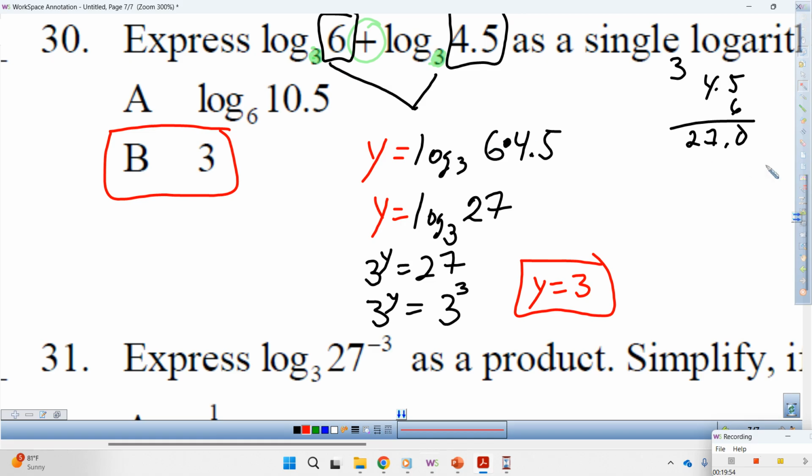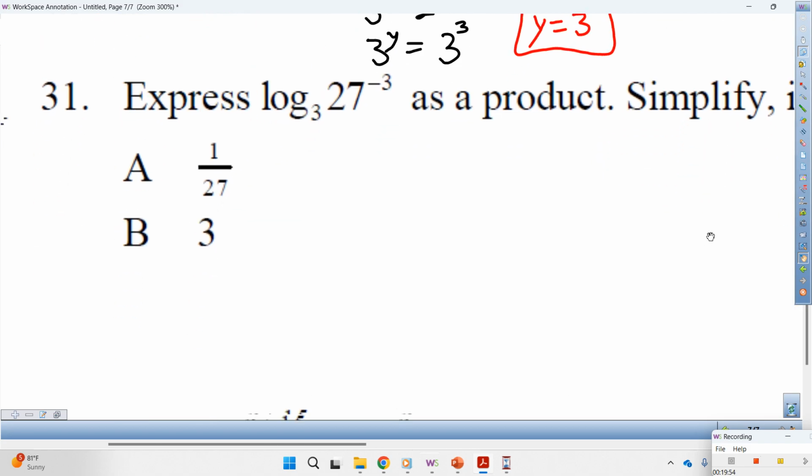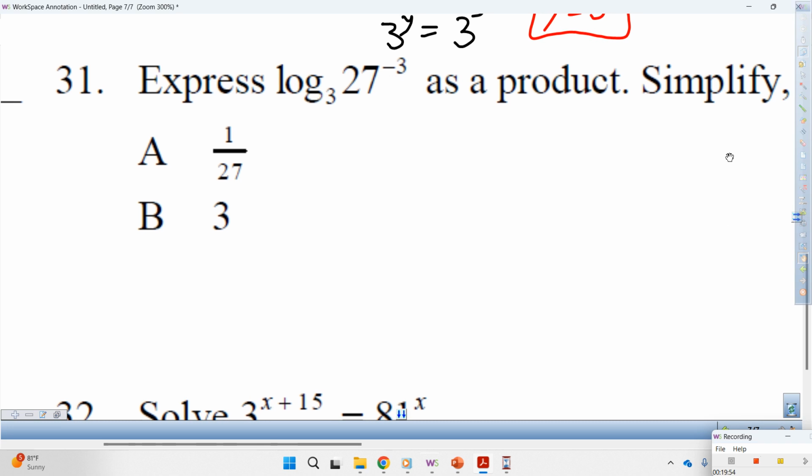Some of you are like, Mr. Q, this is a piece of cake. Let's go. Choco flan. Go to number 27. Once again, set it equal to y.